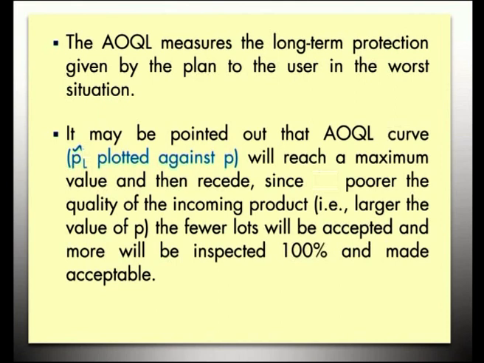Now, it may be pointed out that the AOQ curve for various values of incoming quality plotted against p will reach a maximum value and then recede, since the poorer the quality of the incoming product, that is the larger value of p, fewer lots will be accepted and more will be inspected 100% and made acceptable. So, the curve, after reaching its maximum, will go downwards, because when the incoming quality becomes poorer, those lots will not be accepted, only a few will be accepted and the remaining will be sent for 100% inspection. The bad lots which are not accepted will be sent for inspection and then made acceptable.